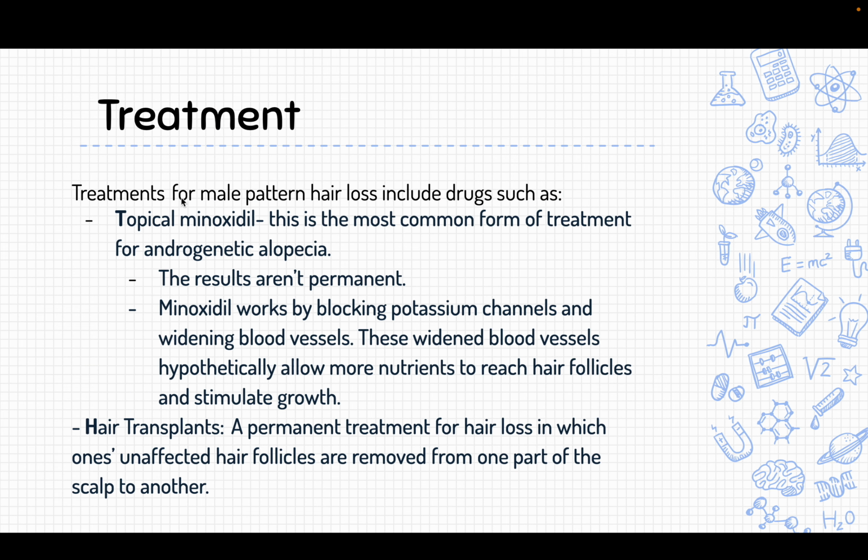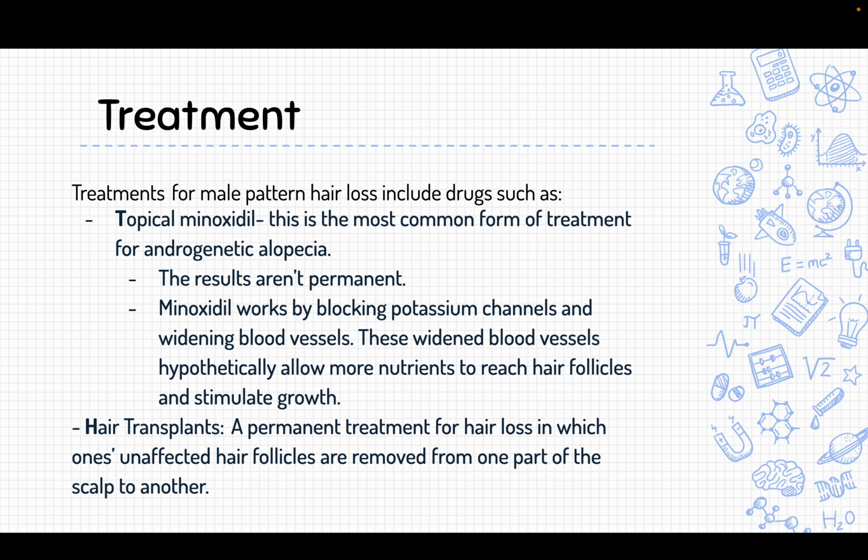Some treatments for male pattern hair loss include drugs such as topical minoxidil, which is the most common form of treatment for hair loss in men, or androgenetic alopecia causing hair loss in men. And the results aren't permanent, but the drug works by blocking potassium channels and widening blood vessels. And then in turn, these widened blood vessels hypothetically allow more nutrients to reach hair follicles and stimulate hair growth.